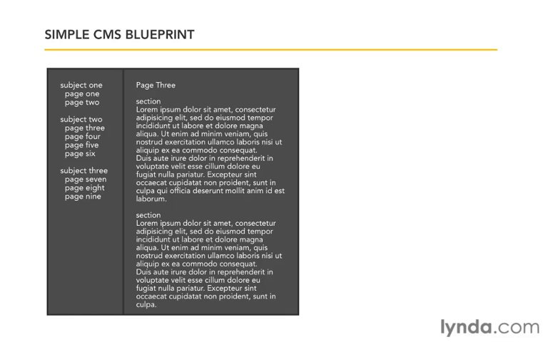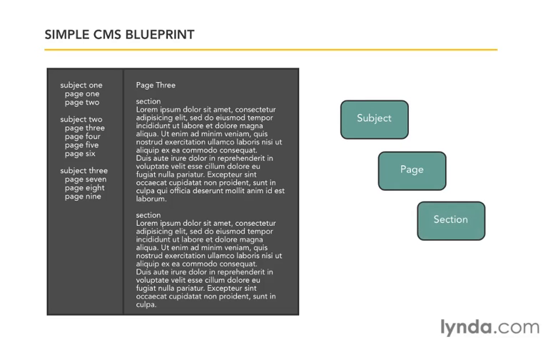We have a navigation over on the left that shows all the available pages grouped by their subject. We can click on any one of those, and that will then take us to that page. If we're on that page, then we'll see the content of the page over on the right, and each page will be made up of several different sections. So in my example here, we're looking at page 3, and we see the 3 sections of content that are on page 3. So the hierarchy is that there's a subject with pages below it and sections below that.